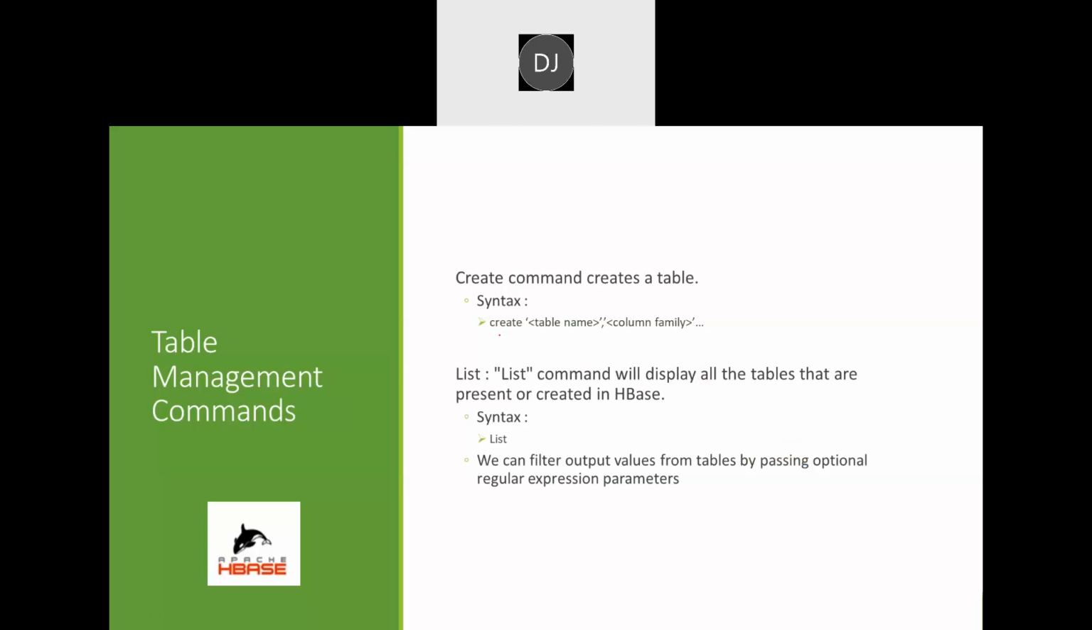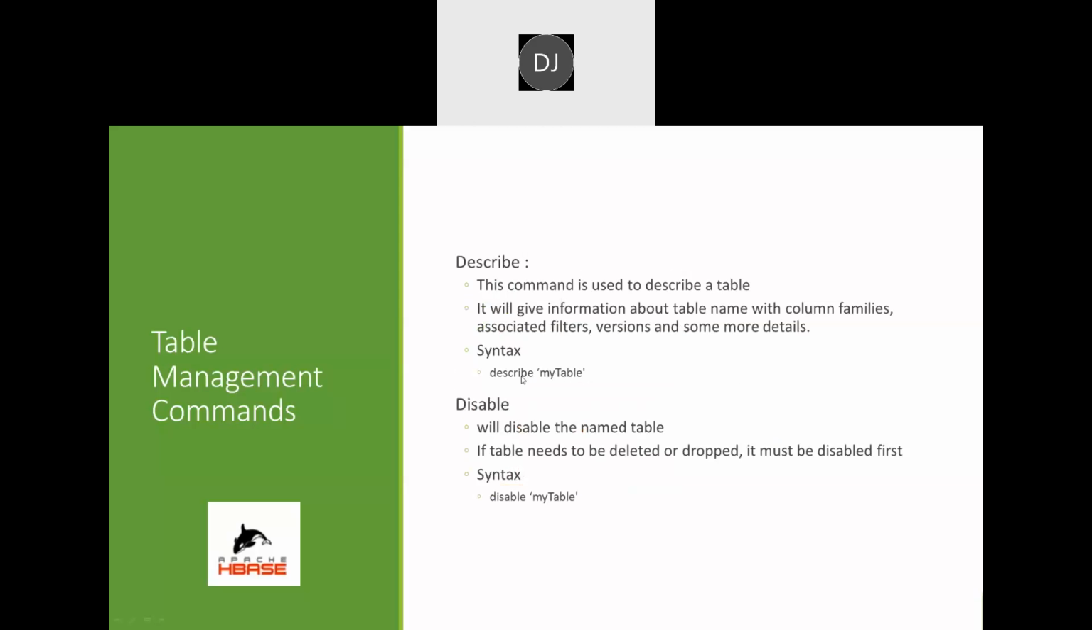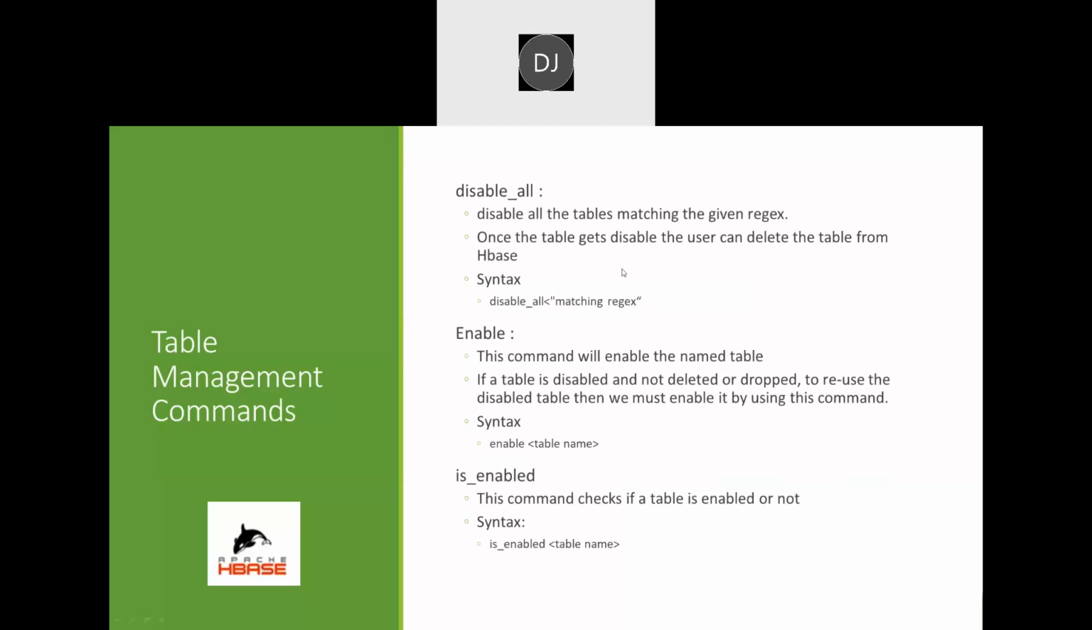How we can create a table, list the table. We can filter output values from tables by passing optional regular expression parameters. You can pass the regular expression parameters over here. And after that, describe the table and disable the table also. This we have seen. It's all self-explanatory, you can go through it. I'll upload the PPT. And disable_all will work on regular expressions. Enable_all also will work on regular expressions.